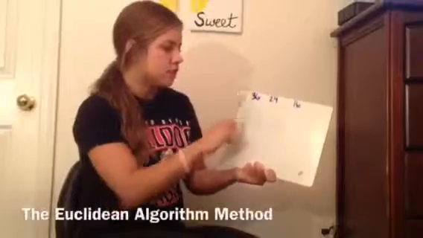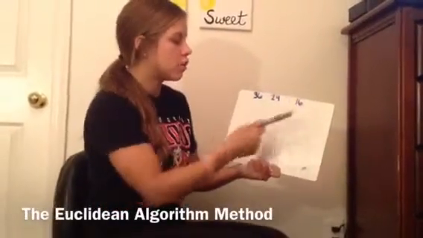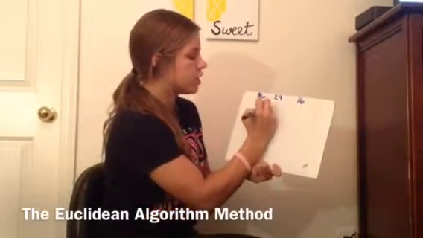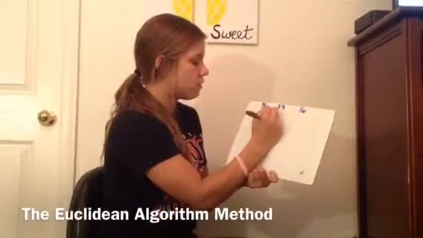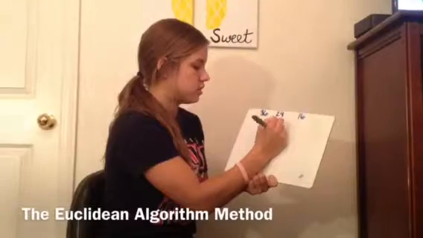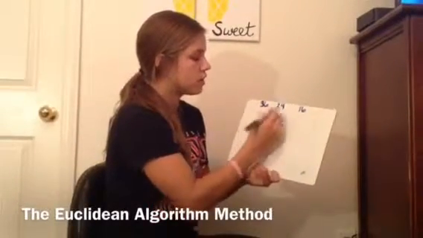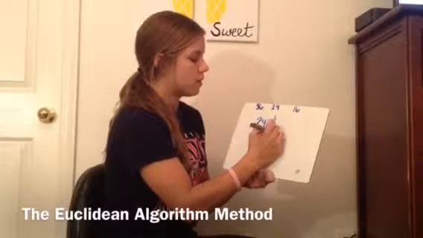So for this method, you take 36, 24, and 16, and you look at which two numbers are the biggest. So that'd be 36 and 24. So what you're going to do is you're going to divide 24 into 36. So 24 into 36 only goes one time. 24 times 1 is 24.